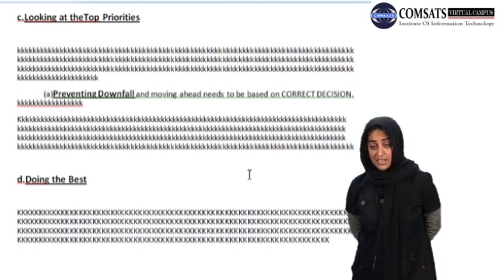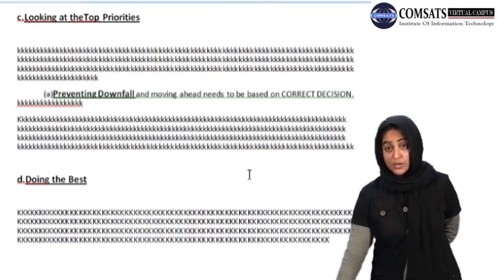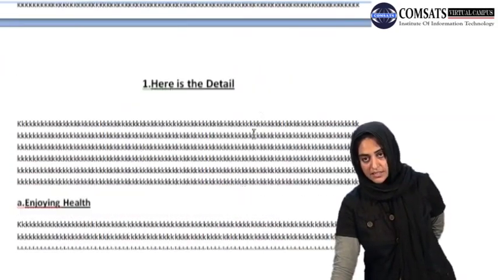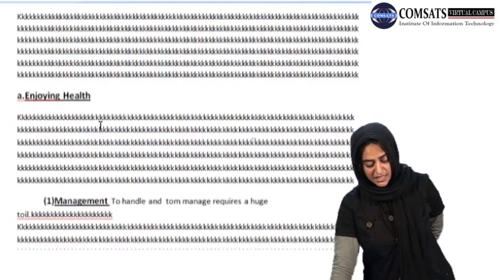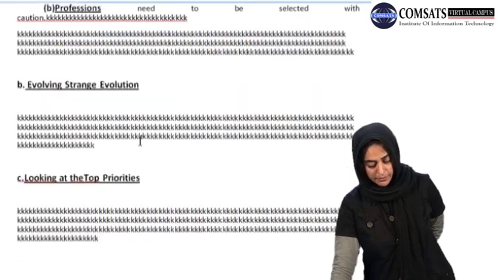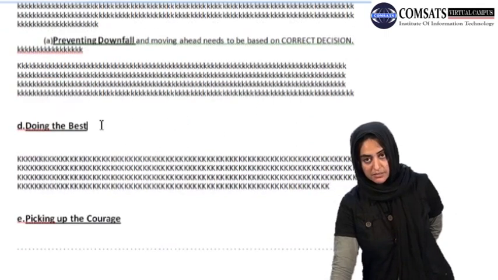Now this third degree is coming up for the fourth time under the second degree of heading. Which second degree? Have a look on the screen. The heading is "Here is the detail." We had three third degrees already coming after the second degree: "Enjoying health" for the first time, "Evolving strange evolution" for the second time, "Looking at top priorities" for the third time, and here the fourth time, "Doing the best." It will be labeled in sequence with any other third degrees coming after the same degree.